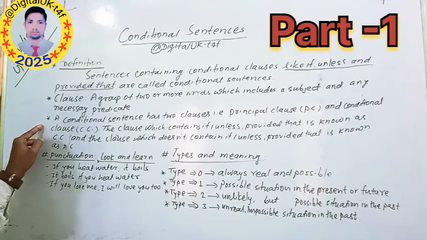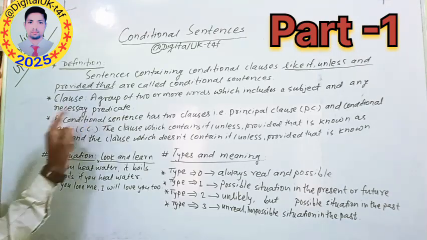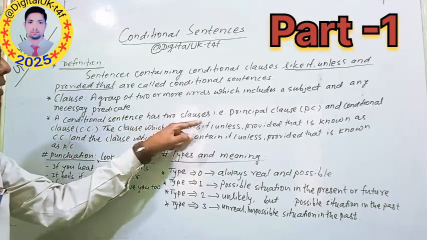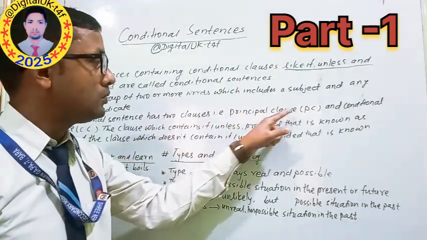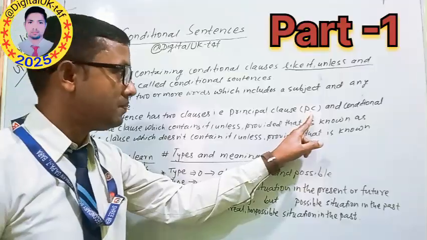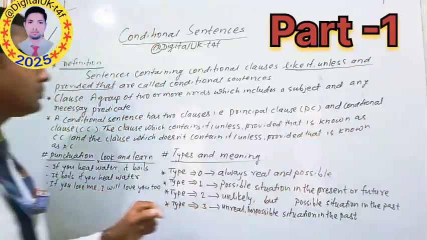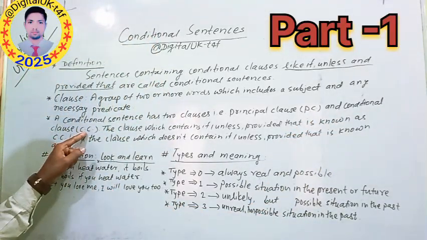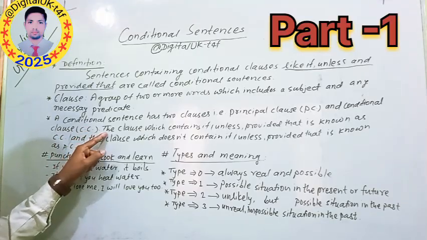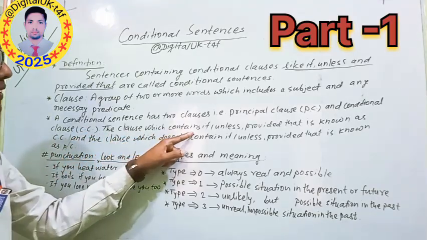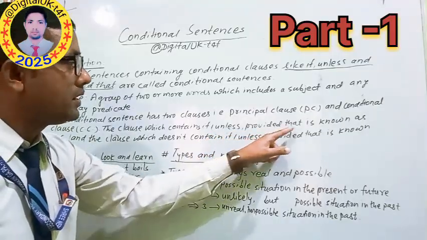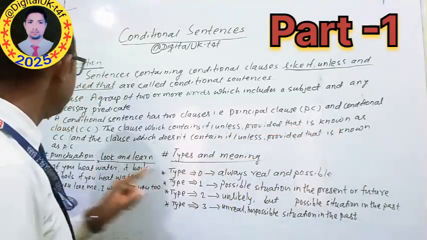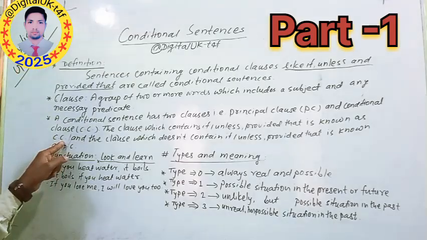After that, it is given that a conditional sentence has two clauses. The same thing I have written here. That is the principal clause, which we can say in short form PC, and the conditional clause, which we can say in short form CC. The clause which contains if, unless, and provided that is known as CC, that is, the conditional clause. So it is very clear to understand.